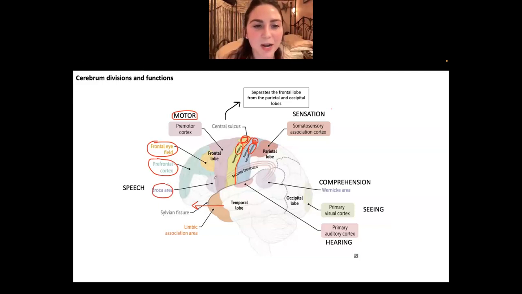There's a major speech area here, Broca's area, which is right here. So this is speech, spoken speech, like you're actually speaking. And we'll talk about this with one of the strokes. It's usually always affected with a certain type of stroke.